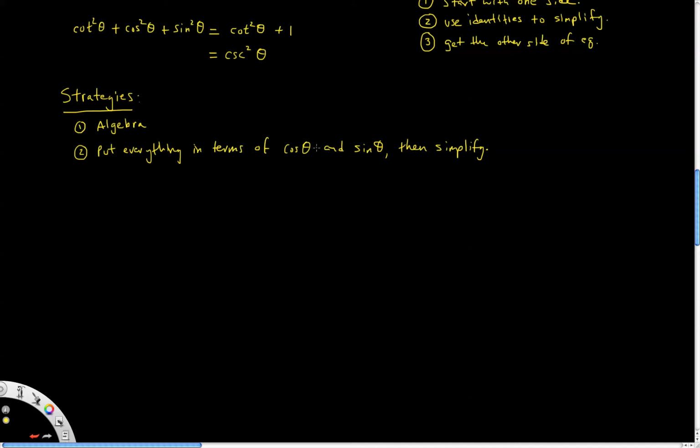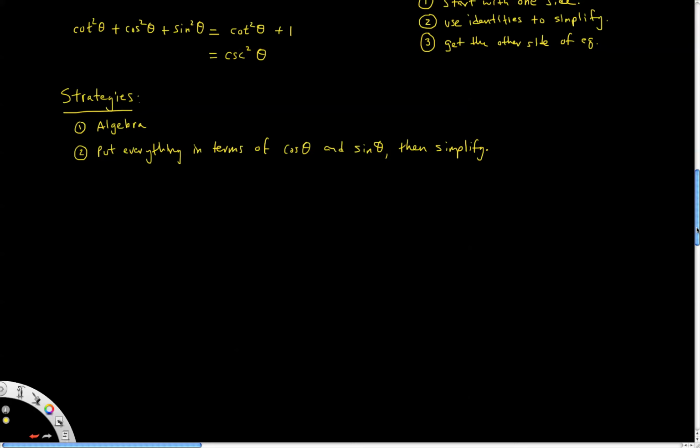Now, having said that, this strategy number 2 may not always be the most effective and quickest way of getting at the answer, but it is going to get you there. It just might take a little while. All right, so that does it for this screencast on trig identities.